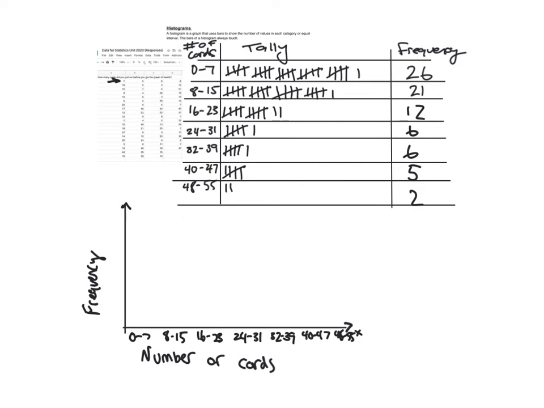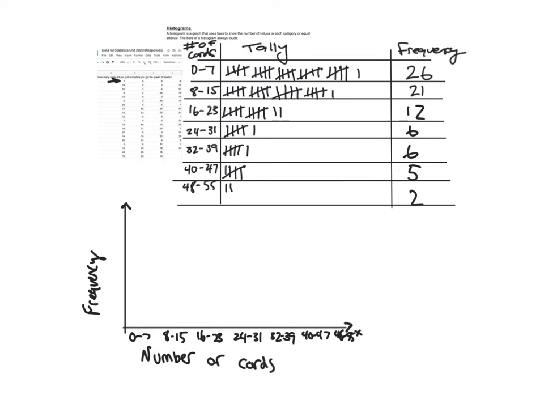Now, the other thing about a histogram is that the bars have to touch because they are intervals. Okay, it's not like individual data points. We're looking at intervals, and so the touching of the bars kind of shows that the intervals are somewhat arbitrary. Okay, we could have picked an interval of 10 cards or an interval of 5 cards, and that might change the way that our data looks a little bit.